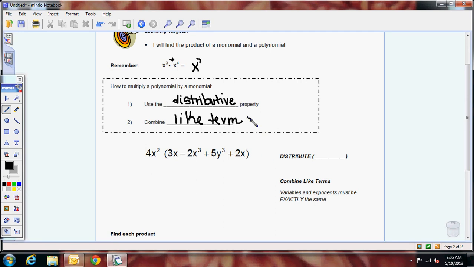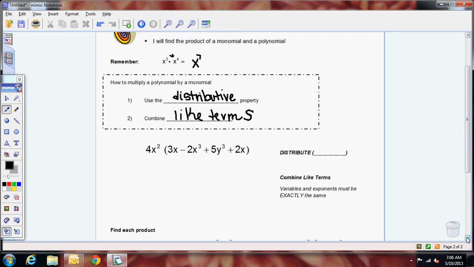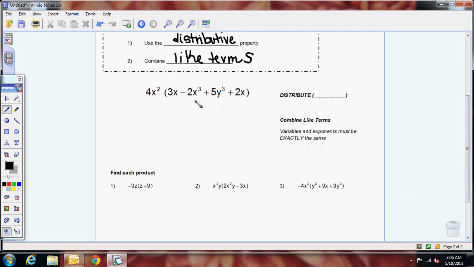Okay, so this is probably the most challenging problem I would ever give you, but this is just to show you an example of what this is going to be like today. So here's our monomial, and here's our polynomial. So we're just going to distribute this monomial to everything in the polynomial.